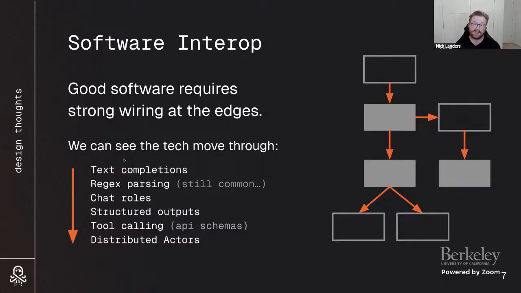The models themselves are text generators. They complete text token by token, and we start stacking on higher-order systems like parsing, role mechanics, and structured outputs. We give the model the concept of a tool, which really is just an API schema, a structured format. We start putting them into actors and into distributed systems. But this is the natural flow that we went through with software as well.